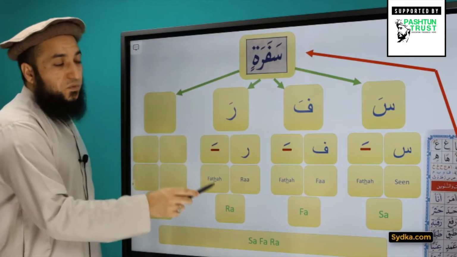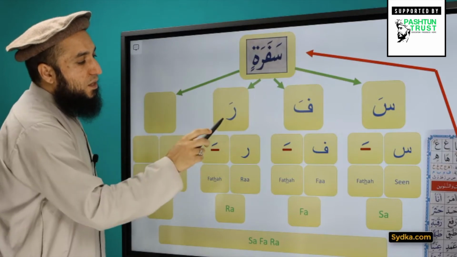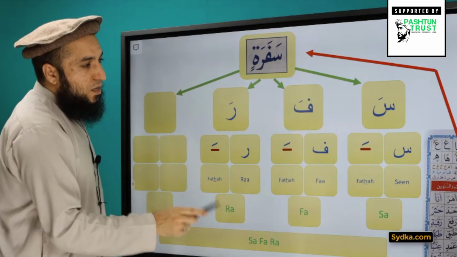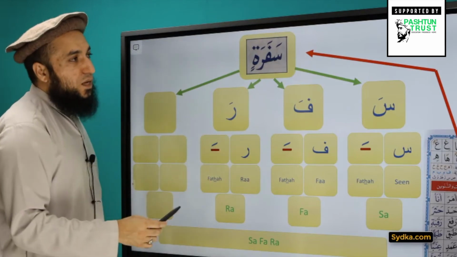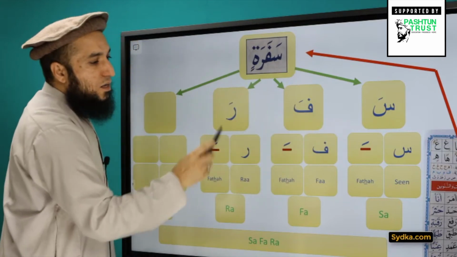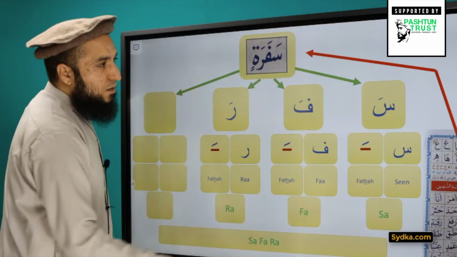The next syllable we have is ra fatha ra. Ra is not silent, and we have fatha. Ra fatha ra. Now we combine these three syllables. We have safara, safara.